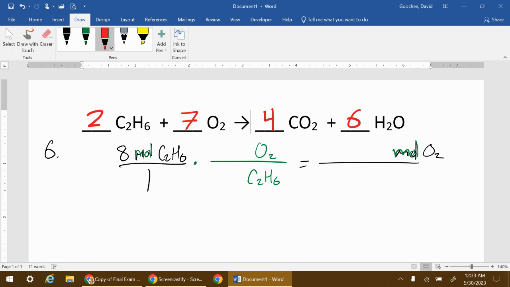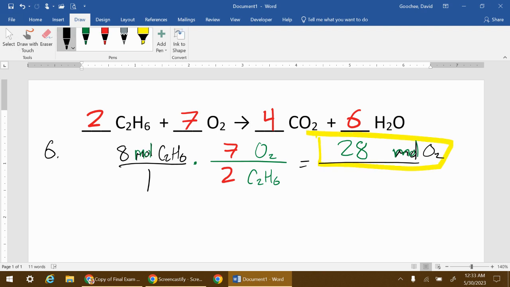And for that, we go to the balanced equation. 7 O2s for every 2 ethanes. So 8 times 7 halves. Here we go. 8 times 7 divided by 2. You get 28 moles of oxygen. All right, that was an easy one.